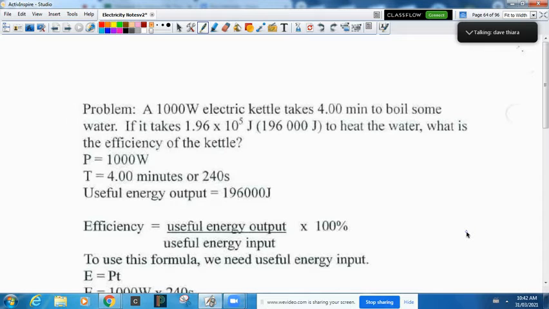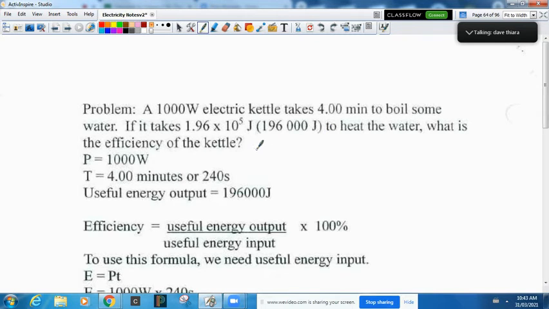So here is a big long problem in the notes. It's kind of a neat question. It's beyond Science 9, but here it is. A 1,000-watt kettle runs for 4 minutes to boil water. This is how much energy it takes to heat the water. How much is the efficiency?